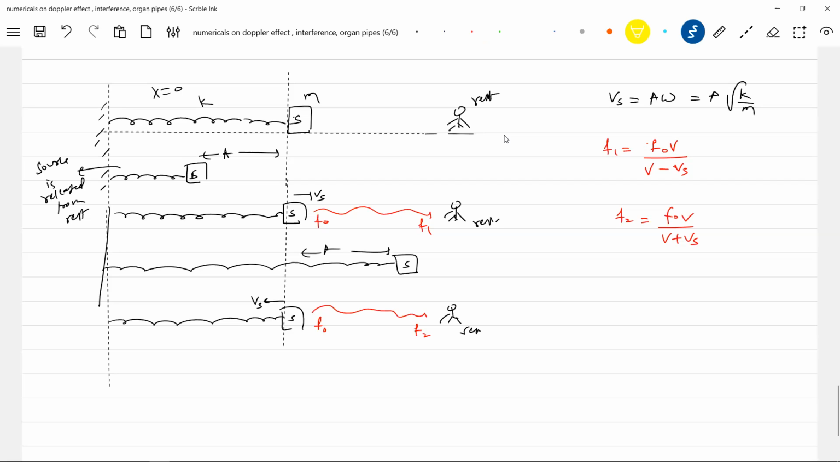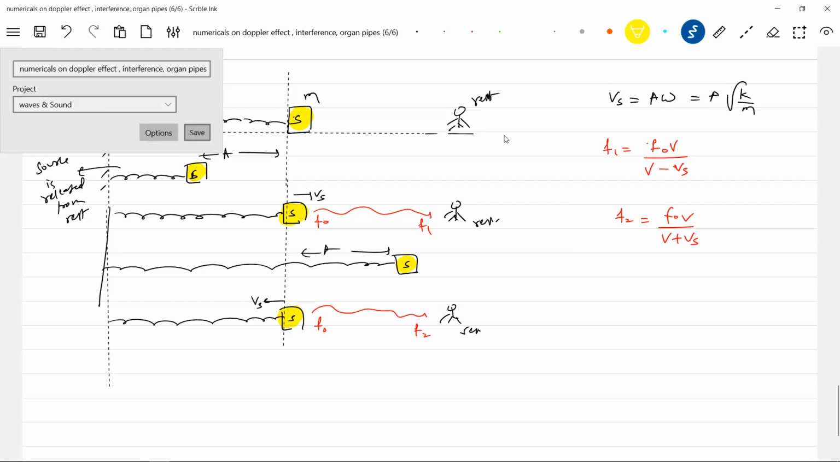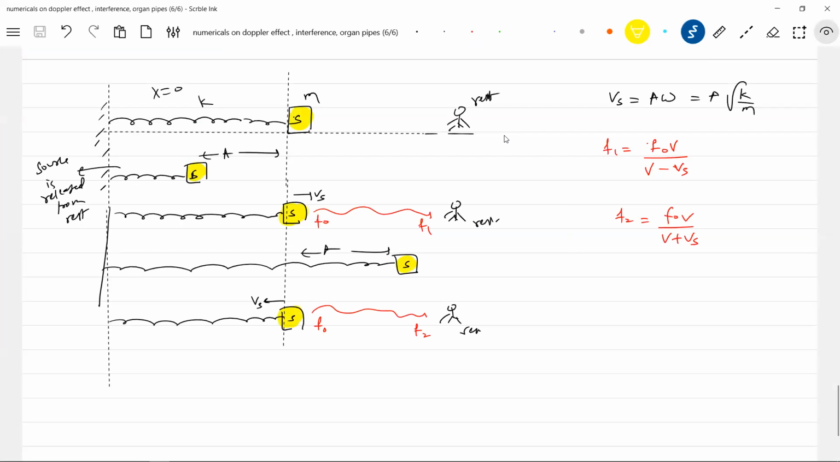So many questions will be there for you like this. Simple with SHM, I brought this one. What is the frequency heard by the person when the source is at the extreme point? There won't be relative motion between the source and the detector. Then what happens? No Doppler effect. Then it's going to hear the actual frequency f naught.